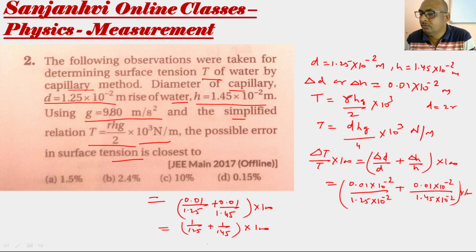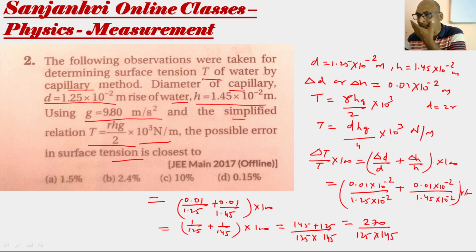Now it will be equal to 145 plus 125 divided by 125 into 145, which gives us 270 divided by 125 into 145.